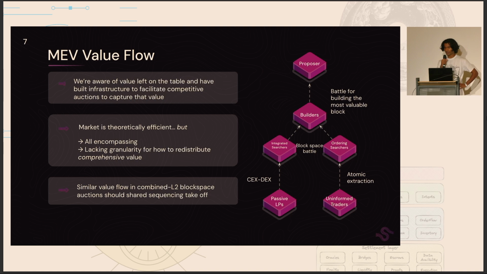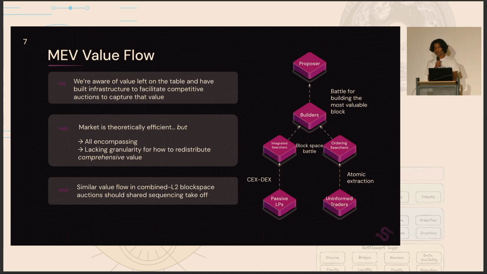So this market's theoretically efficient. It should capture all of the value that is being set forth by the unsophisticated players. But the issue is that it's all encompassing, right? It's basically one lump sum for everything I can extract in this given block, and that goes to the proposer. It lacks granularity for how we can best redistribute this value to the truly adversely selected parties. Even though we form the competitive market, there's no redistribution.